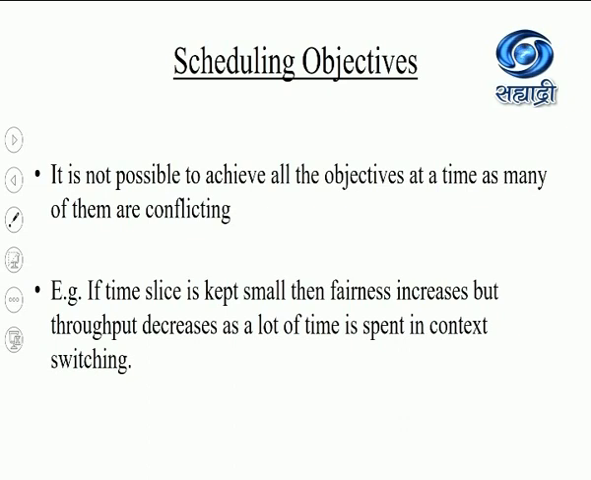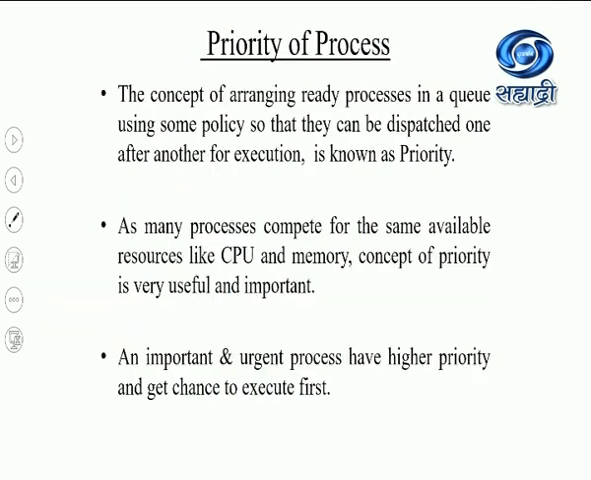Students, it is not possible to achieve all the objectives at a time as many of them are conflicting. Means what? For example, if time slice is kept small, then fairness increases. But throughput decreases as a lot of time is spent in context switching and less programs will be completed. So throughput decreases. So it is not possible to achieve all the objectives at the same time.